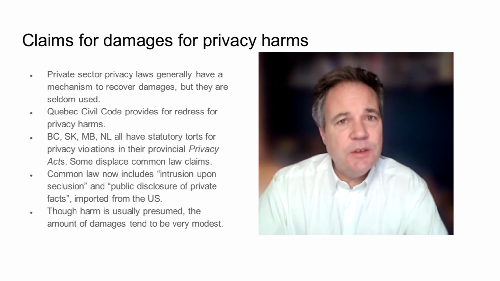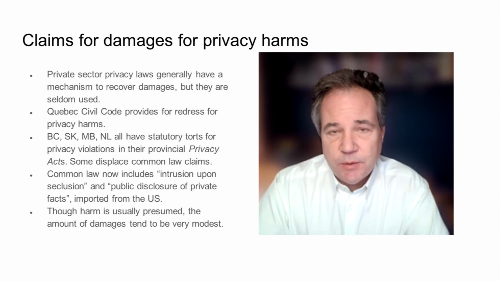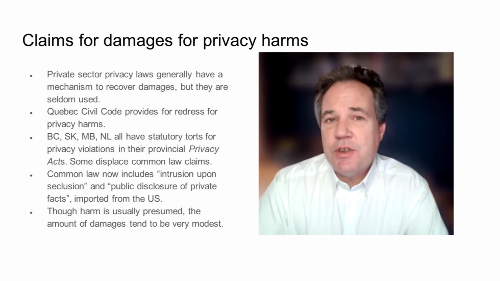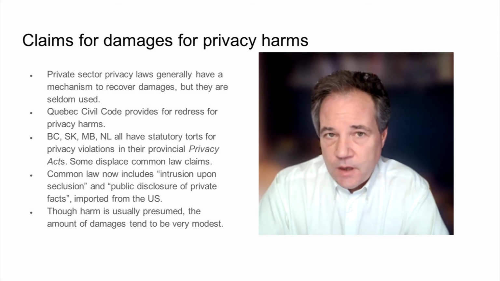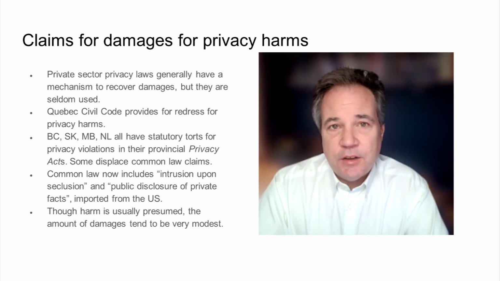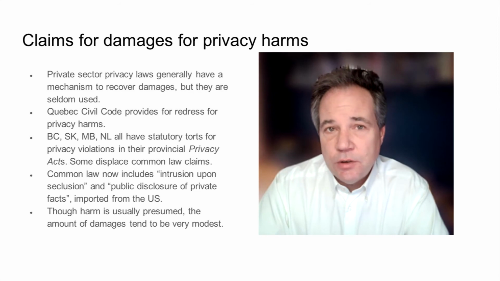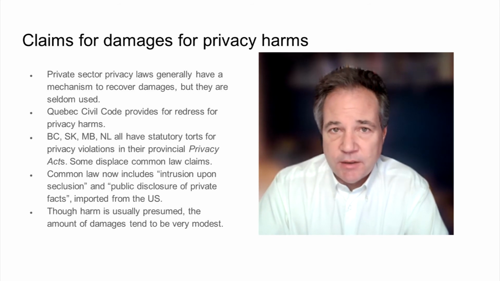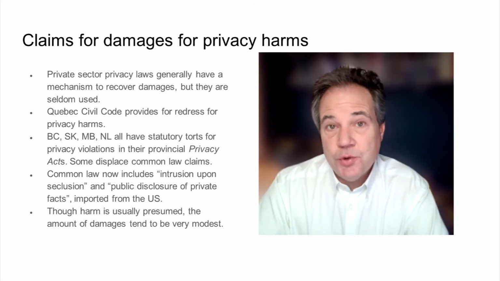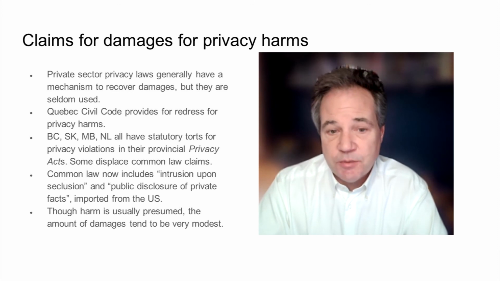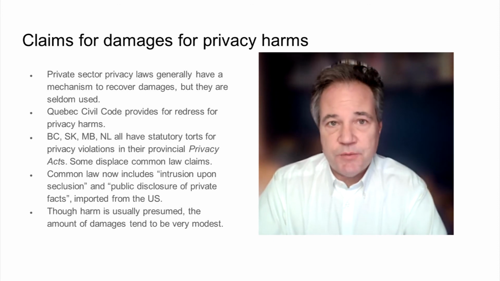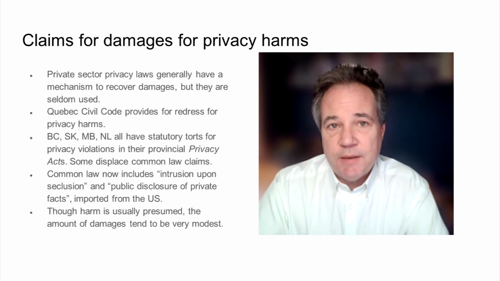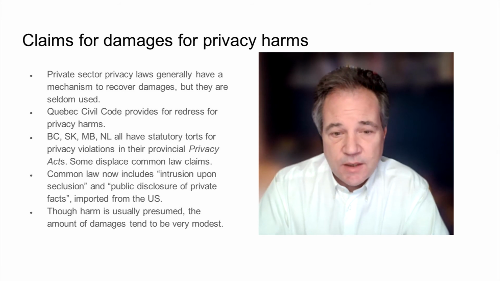Those statutes were actually seldom used until relatively recently. What changed was the expansion into common law Canada, so that's most of Canada, the recognition that the common law includes the privacy torts that have been around in the United States for some time, most notably intrusion upon seclusion and public disclosure of private facts. Intrusion upon seclusion, for example, is when an individual intrudes into the privacy or solitude of another person in a manner that would be highly offensive to a reasonable person, and in those cases, damages are presumed.